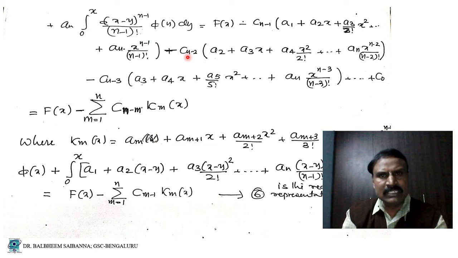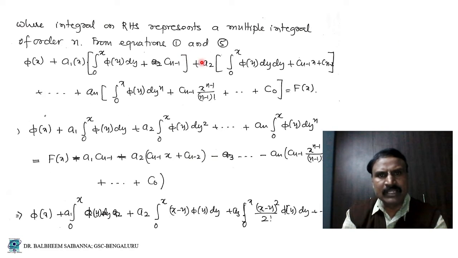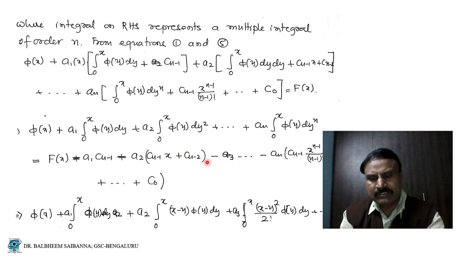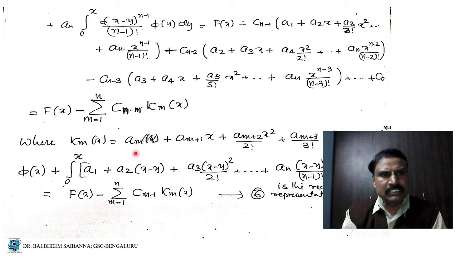Next, minus c_{n-2}. Go back, c_{n-2} means these coefficients. So c_{n-2}, then c_{n-1} into a1, a2 x, a3 by 2 factorial x square. We can write it in general: minus c_{n-2}, here a1 is there, write a2, a2 plus a3 x plus a4 x square by 2 factorial plus and so on. Here an x to the power of n minus 1 by n minus 1 factorial. The general term is here, one time increased.